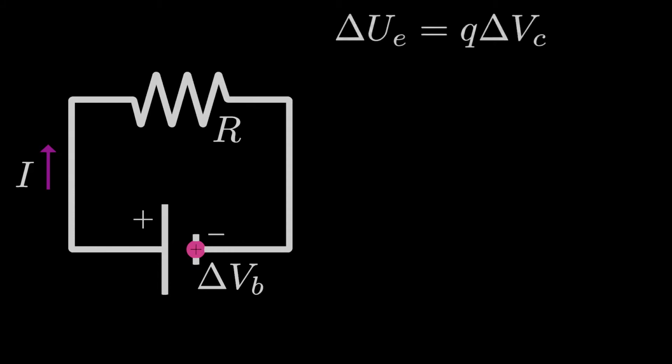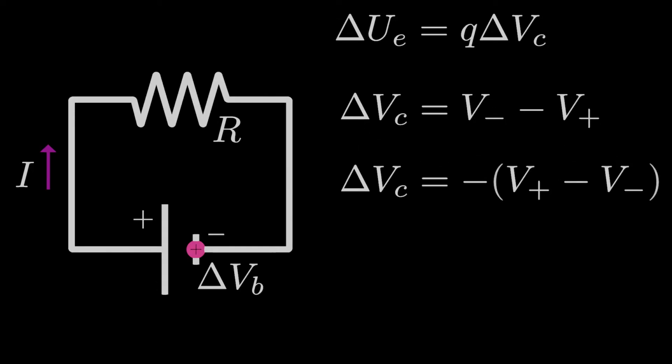The change in electric potential that the charge experiences, delta V sub C, is its final electric potential minus its initial electric potential, or really just the potential of the negative terminal of the battery minus the potential of the positive terminal. And this is just the negative potential difference, or the negative voltage across the battery.